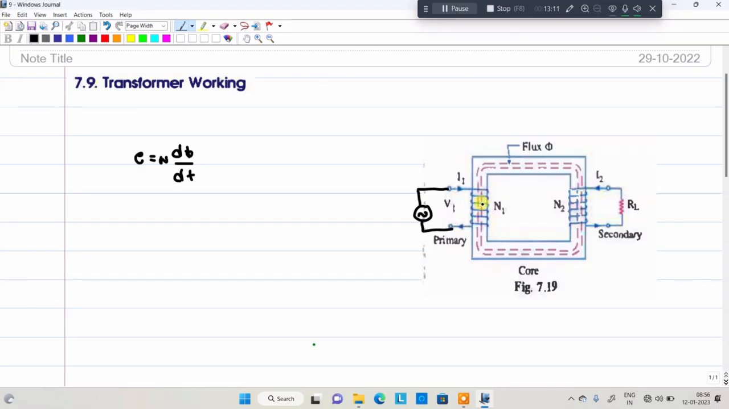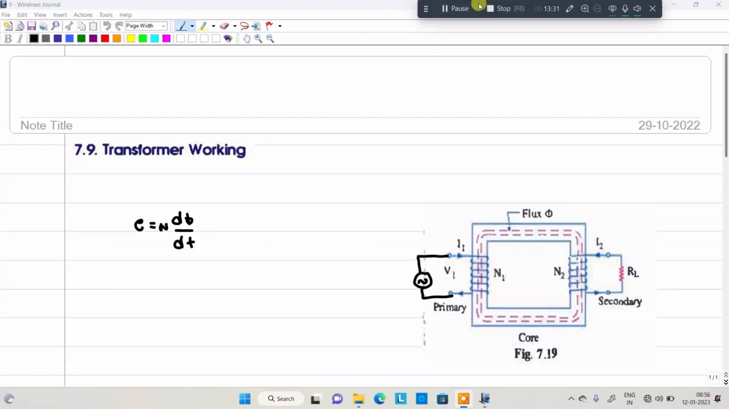Now, due to the effect of this current, magnetic flux is produced, and it passes through this magnetic material, the magnetic core. The core provides a low reluctance path. Reluctance means opposition to the magnetic flux. Everyone listen carefully: the magnetic flux flows from the primary to the secondary, and the secondary also has a winding.